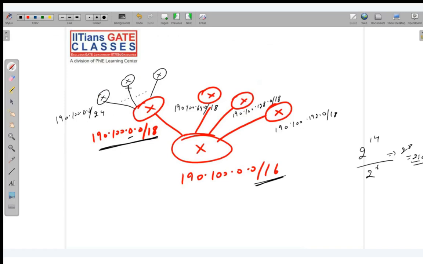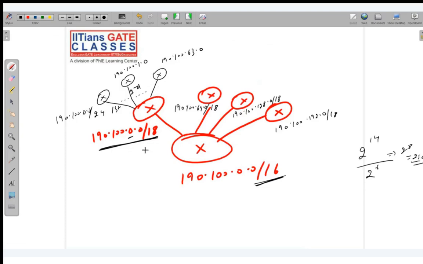So next, let us suppose this is our first organization. This is, suppose, the second. So from where will the second start? That is very easy. 190.100, the last 8 bits we will follow. So .1.0, and here 2.0, and so on. Till what point will we go? 190.100.63.0. So these are the first addresses of 64 organizations.